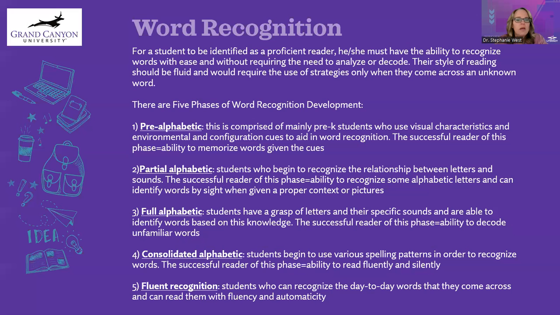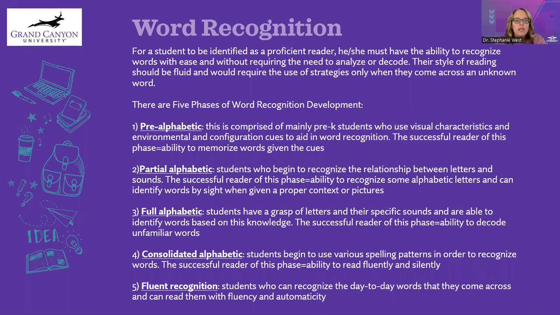Okay, so there are 5 phases of word recognition development. That's the way we identify whether we're a proficient reader or not. And so these 5 phases, I really like these. It helped me as a kindergarten teacher because then I could kind of figure out where my kindergarten kids were coming from. So you start with the pre-alphabetic.